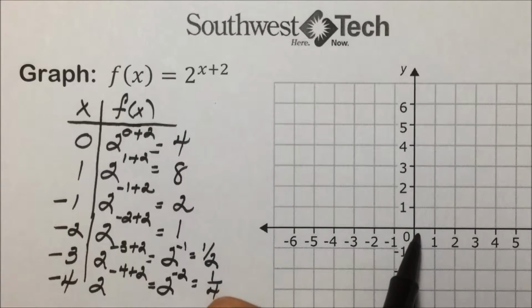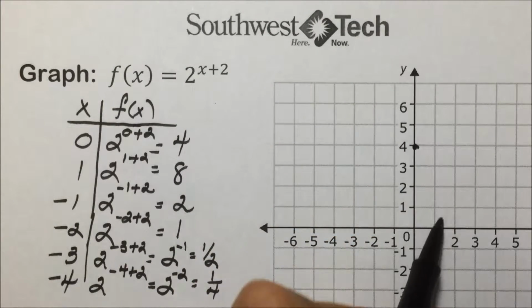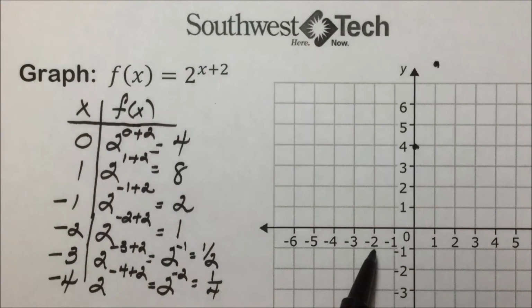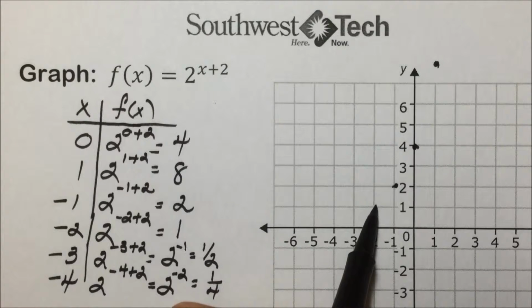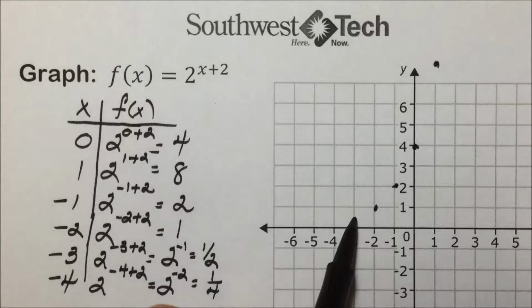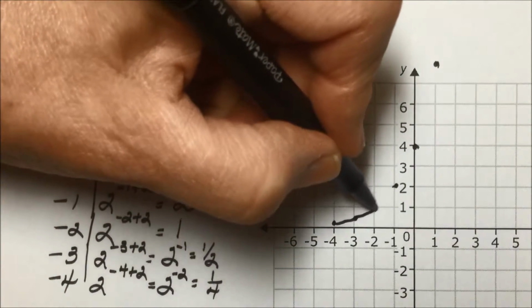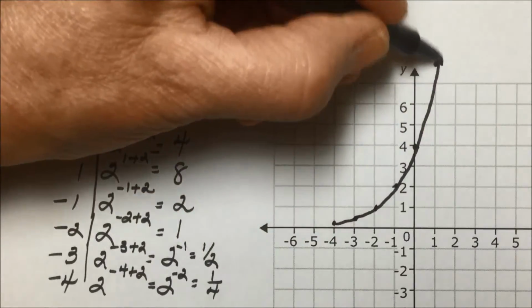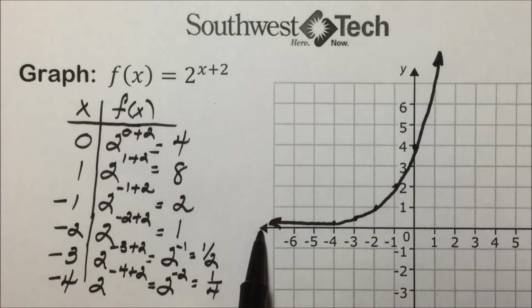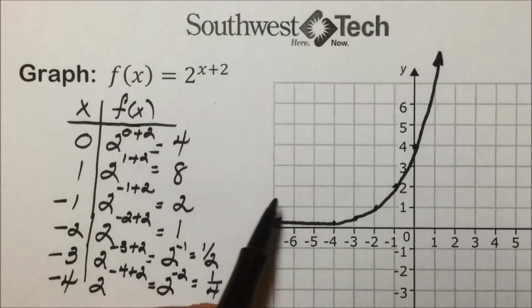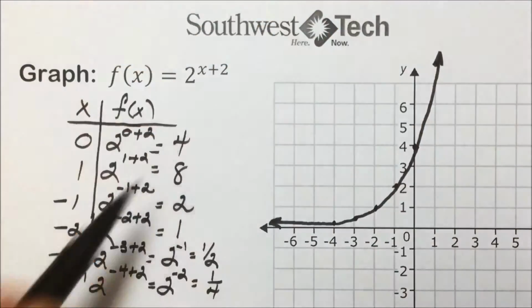Plotting these points then, 0 is at 4, 1 is at 8, which is going to be up here. Then we shifted to -1, which had a value of 2. -2 was at 1. -3 was a half. -4 was a fourth, and so on. Connecting those with a smooth curve, it has the look and characteristics of an exponential function. As our x values are getting smaller, it's approaching the horizontal line, acting as the asymptote, and as it's moving from left to right, it's increasing without bound.